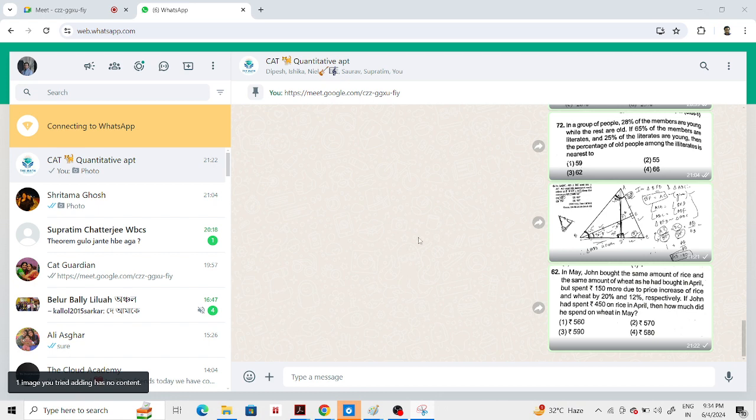What is wrong? Where's Shitama? What's wrong with this? I don't know. I'm sending. Wait, not able to connect to WhatsApp.